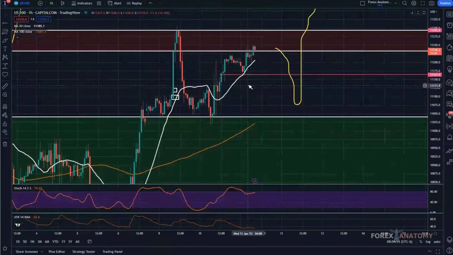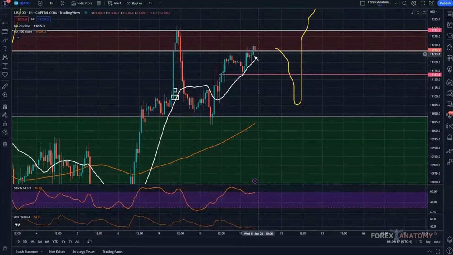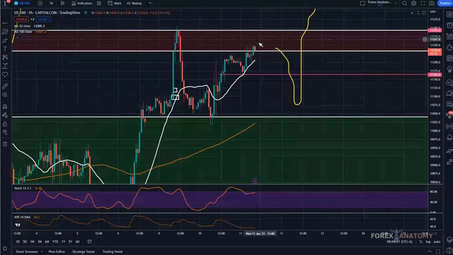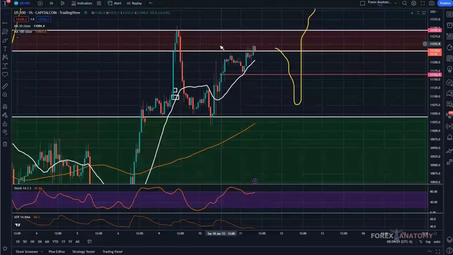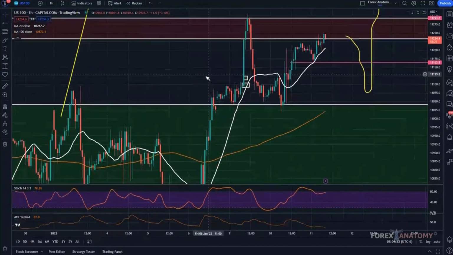So yeah, that's pretty much it for the NASDAQ. We'll be looking for opportunities to buy the dips on the NASDAQ, but our bias is still long, even though we are testing this area of supply. So we have to be somewhat careful and use good money management and risk management.